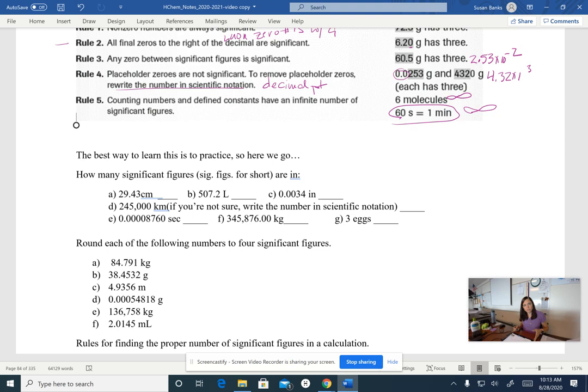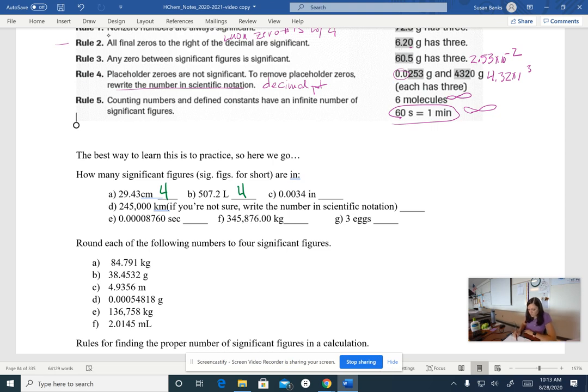Okay, have you figured it out? So A, I've got 29.43. I've got no zeros in here at all. So all of these are significant digits. I've got 4 digits here. 507.2, notice the zeros in between non-zero numbers. So we have 4 significant digits here as well.